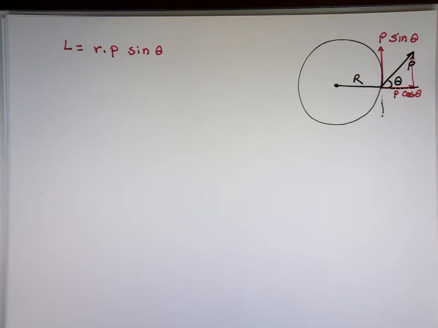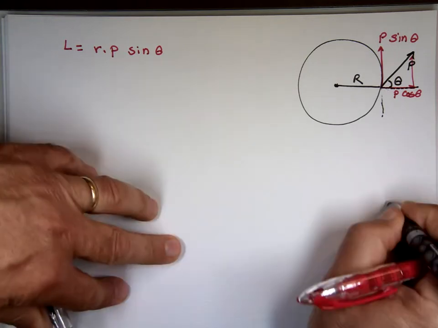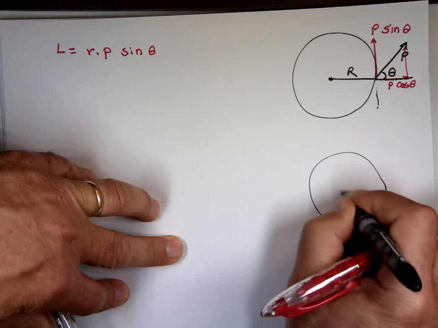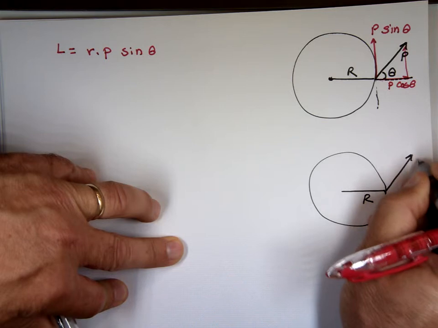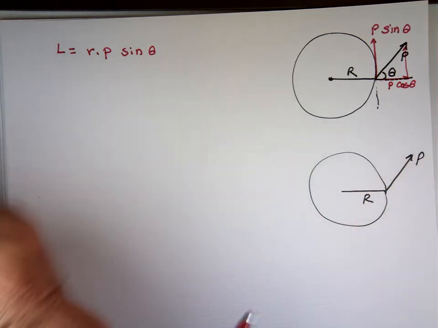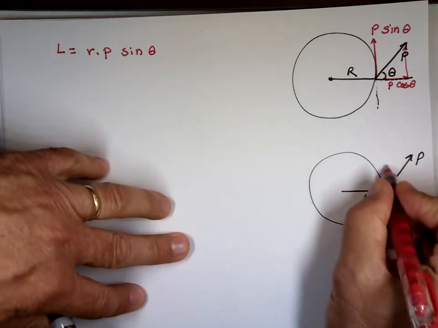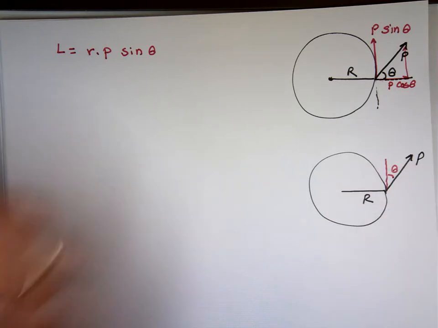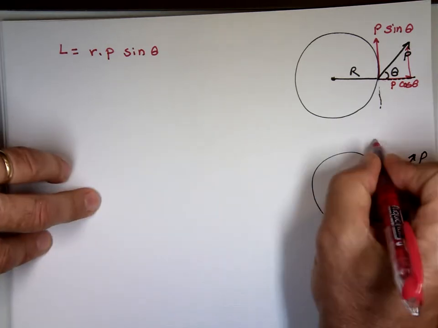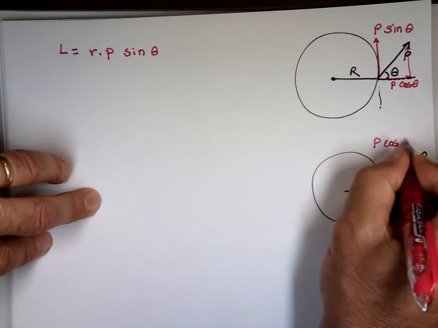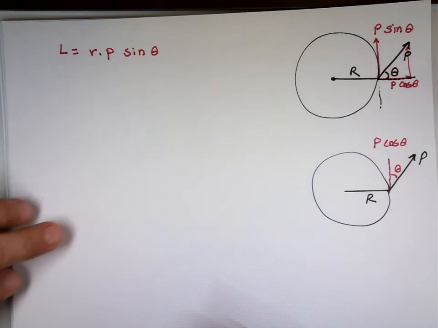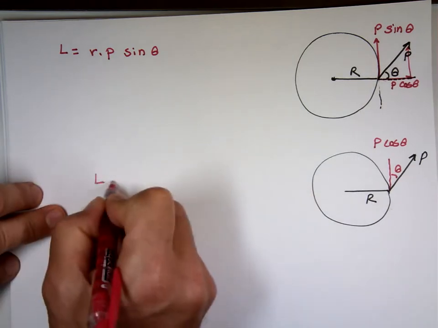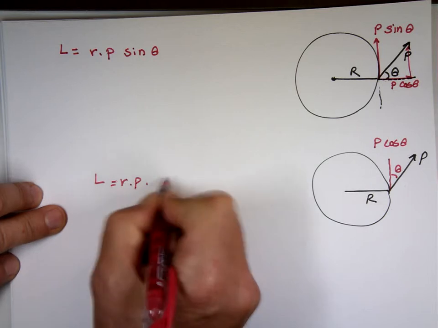Now again, you've got to be careful. If we give you the same problem, because I want you to think, oh, it was sine, but instead of giving you the angle with respect to the x-axis, we gave you this angle. We said this angle was theta here. So this value becomes what? P cosine theta. Why the cosine? Because this is the adjacent. Before, that was the opposite. So in this case, this will be L equals R times P times cosine theta.